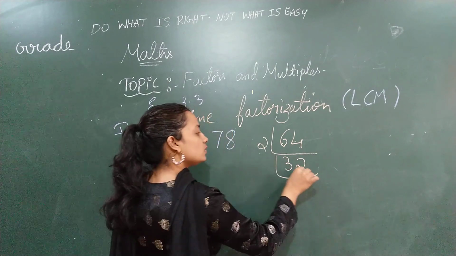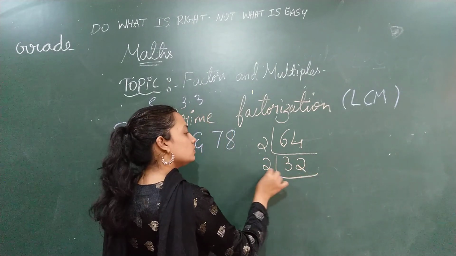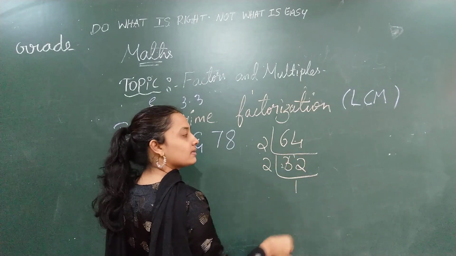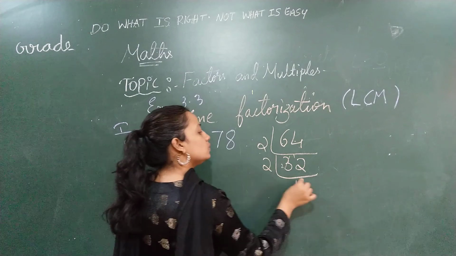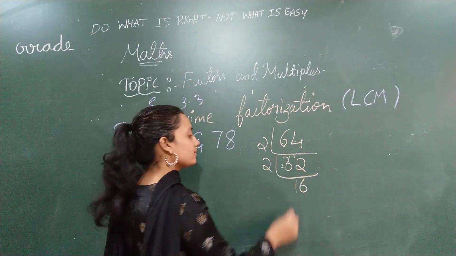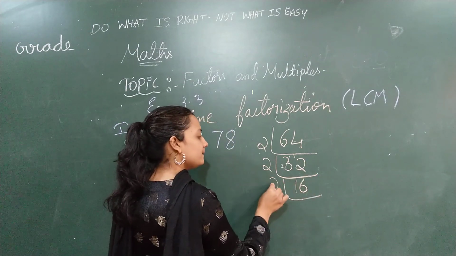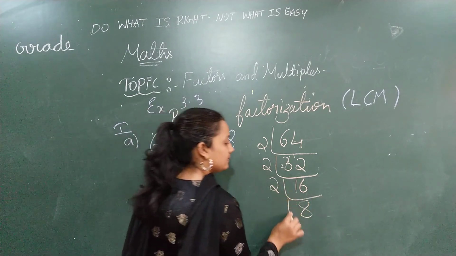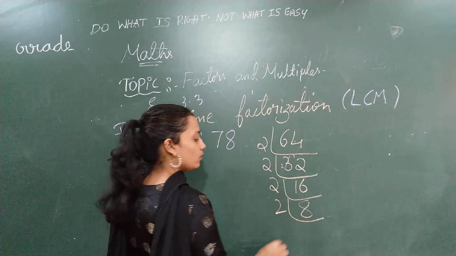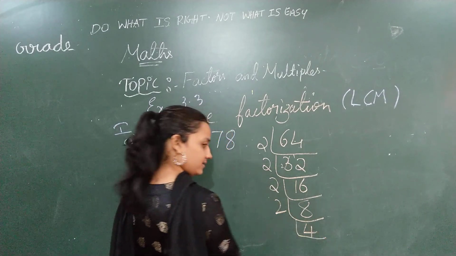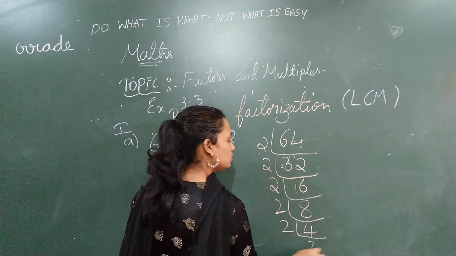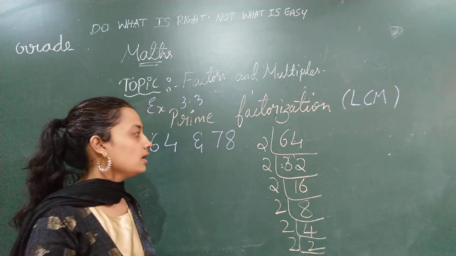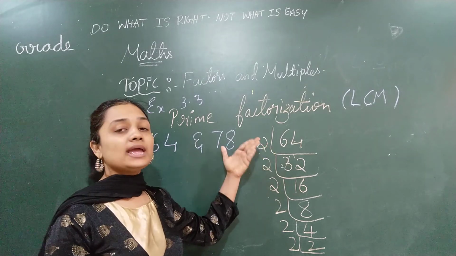Again divide 32 with 2. 2 1s are 2. And 1 carry here. So it becomes 12. 2 6s are 12. Again I can divide 6 further with 2. 2 8s are 16. Again I can divide with 2. 2 4s are 8. 2 2s are 4. 2 1s are 2.